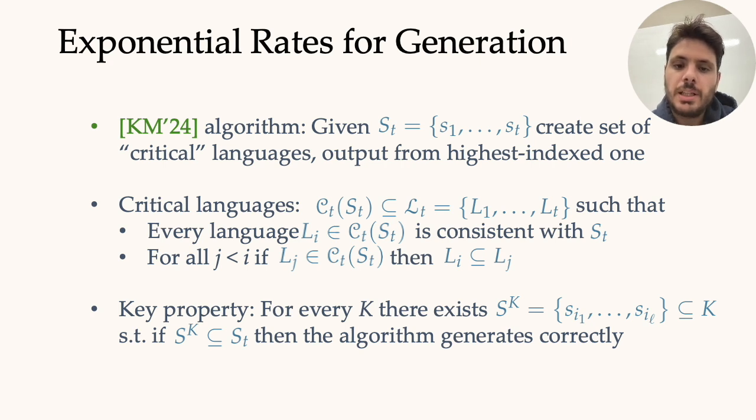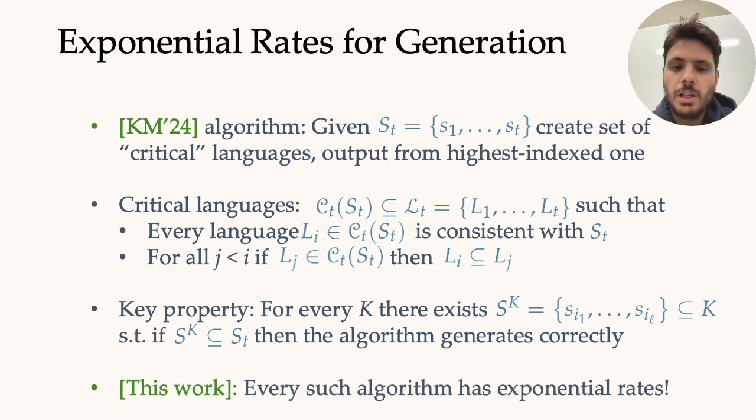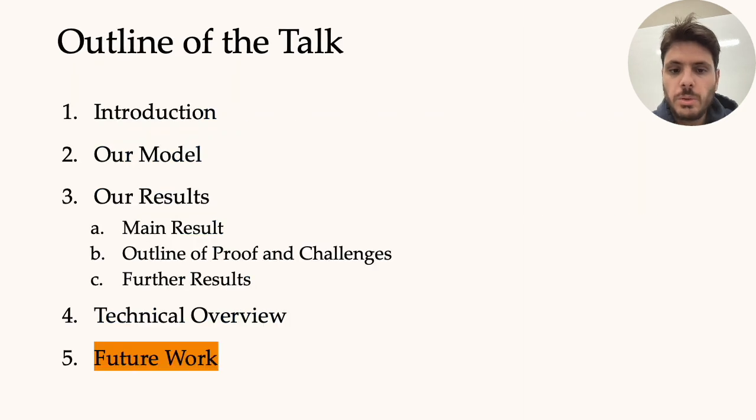Now, the key property that the KM24 algorithm has is that for every target language K, there exists some finite set, let's call it S superscript K, such that if the set of elements S superscript K appears in the input stream, then the algorithm always generates correctly. What we show in our work is that every algorithm which satisfies this property achieves exponential rates by just running it as is in the statistical setting. I will now wrap up the presentation by mentioning some directions for future work.